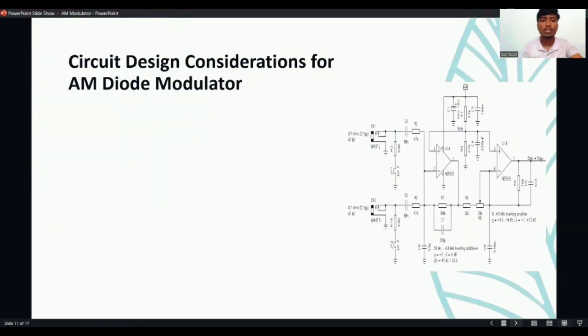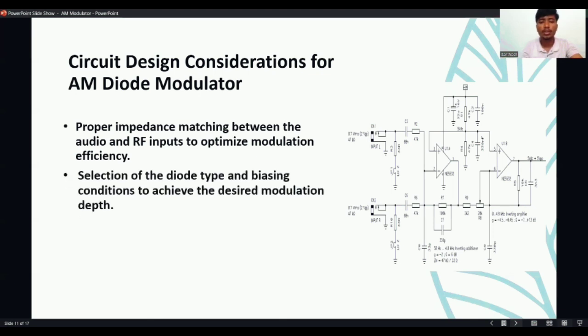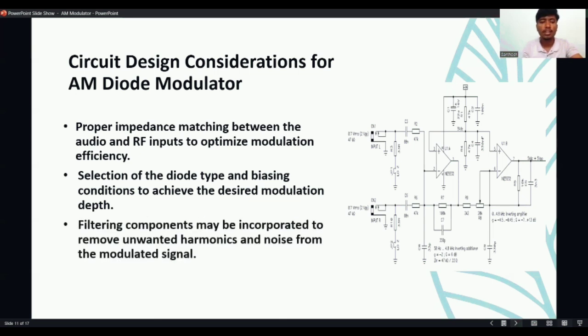And then circuit design considerations for AM diode modulator. Proper impedance matching between the audio and RF inputs to optimize modulation efficiency, then selection of the diode type and biasing conditions to achieve the desired modulation depth, and finally filtering components may be incorporated to remove unwanted harmonics and noise from the modulated signal.